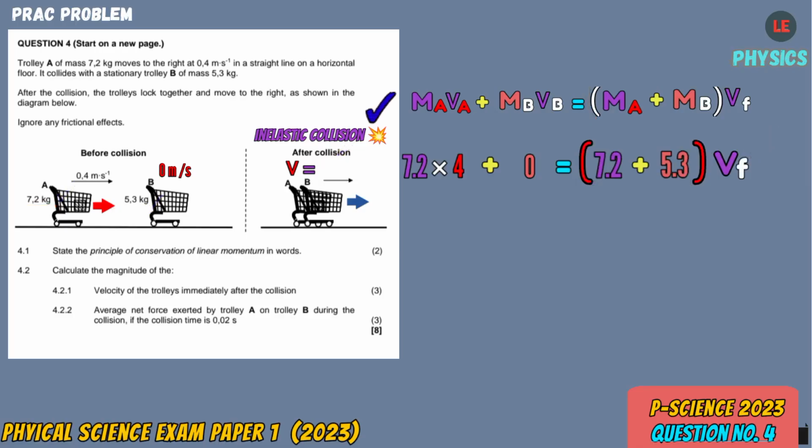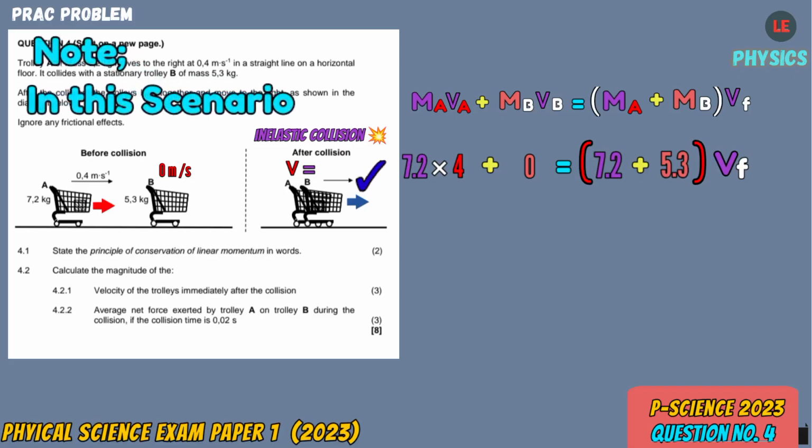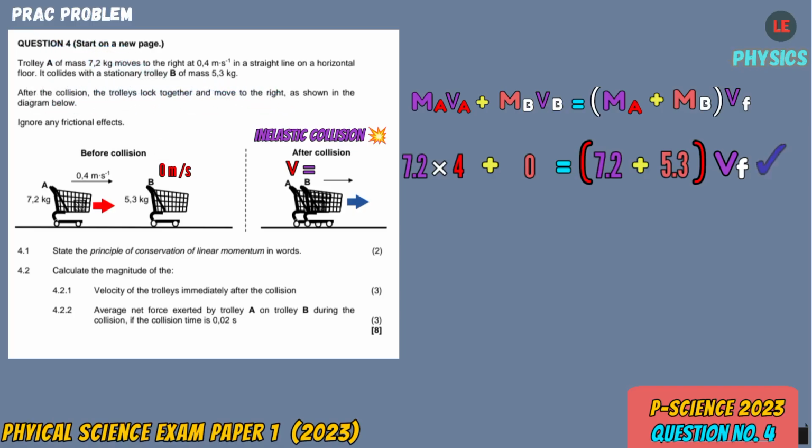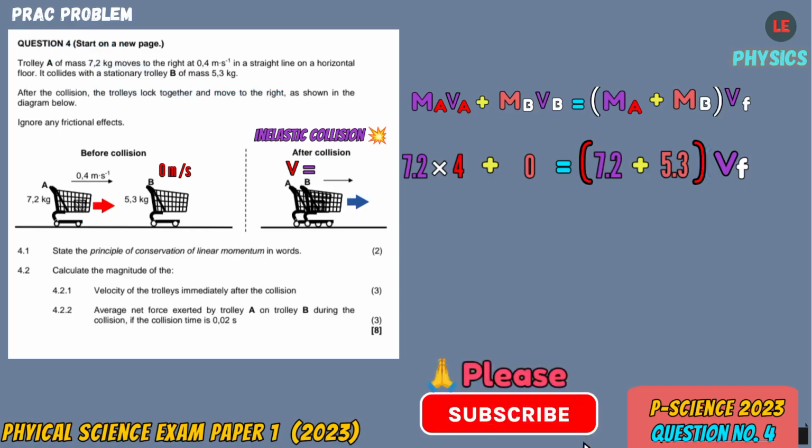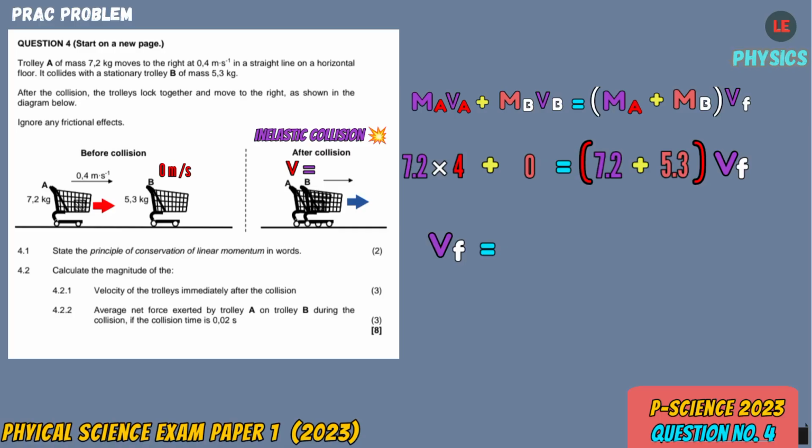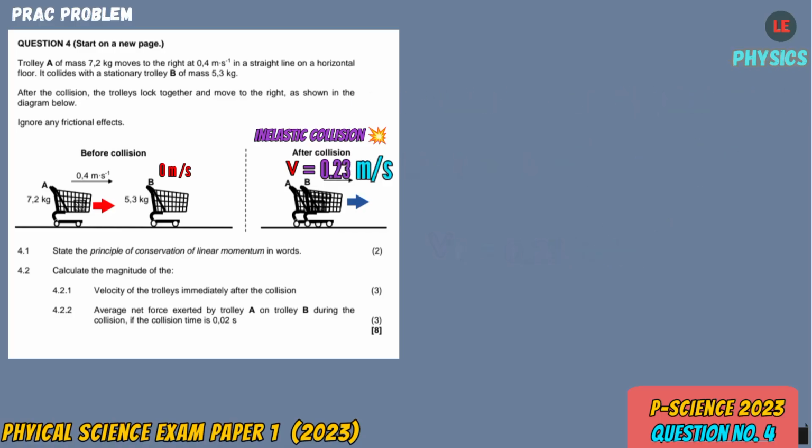Inelastic collision combines the masses of those objects involved in that collision, but take note that they are combined after collision, not before collision. In this expression, only this velocity is unknown. In further steps, we get the velocity of the trolleys when locked together to be 0.23 meters per second.